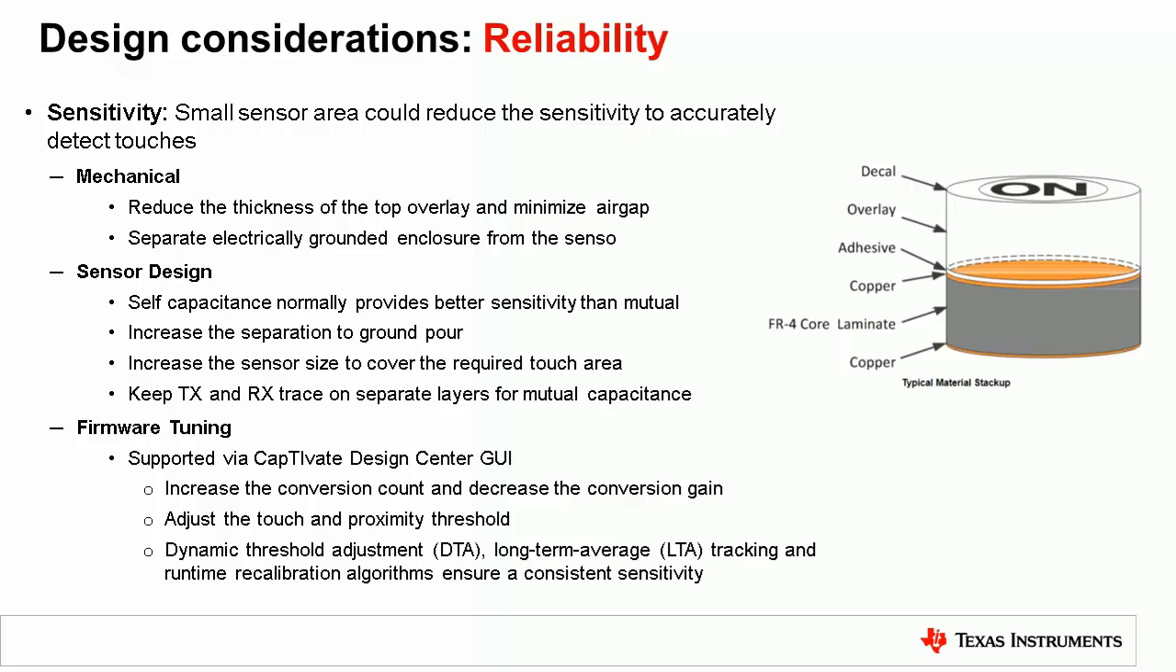Let us see what the Captivate IP and the available software library provide to help with tuning the sensitivity of the sensor. All the options supported by the Captivate software library are configurable via a GUI called the Captivate Design Center. For example, there's an algorithm called the Dynamic Threshold Adjustment, which allows you to maintain a consistent level of sensitivity of the sensor while there is a presence of noise. So if you have a lot of noise on your system created by other components on the PCB, you can model that, you can measure that, and then you can tune your thresholds to maintain a consistent level of sensitivity.